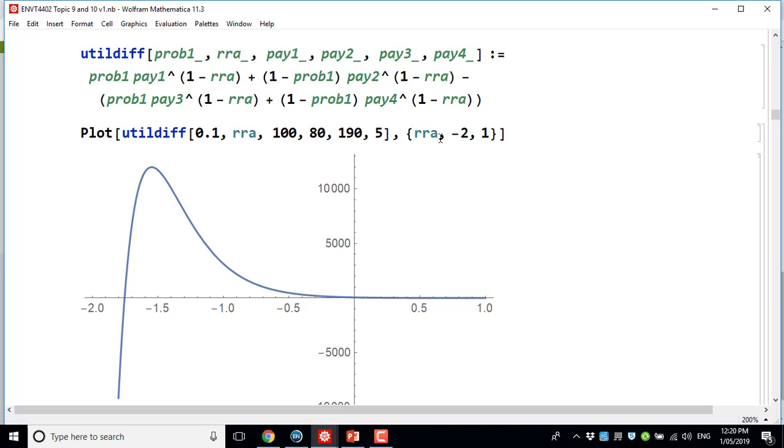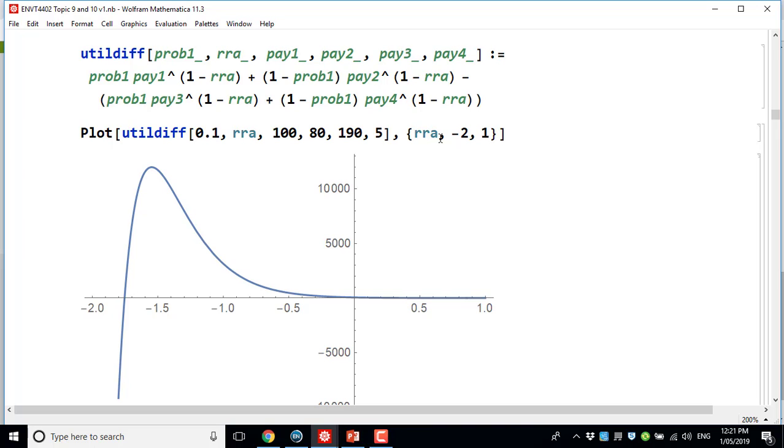And so the difference is A minus B, if you remember, option A minus option B. And what was the payment here on option A? That was 180, right? And for option B it was 190. So the risk attitude we are varying from -2 to 1, and this is how the utility is changing.